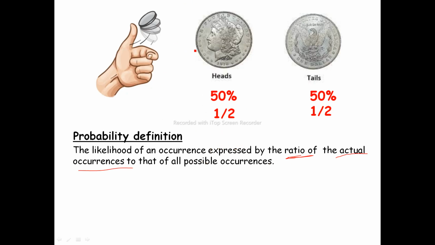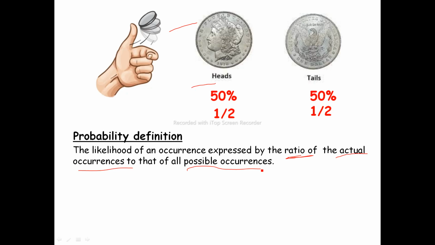That is one, divided by all the possible occurrences. So how many possibilities are there? Two possibilities. What is the actual occurrence? Suppose head has occurred, means one has occurred, divided by the number of possibilities, which is two. So 1 by 2 is the ratio over here.